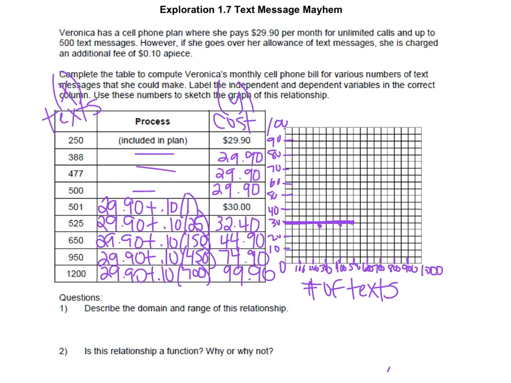So for 525, I would be at $32.40. And then 650 jumps to about $45. 950 is about $75. And then 1,200 would be all the way up here at close to $100. So we can create this smooth line for this part of the graph.